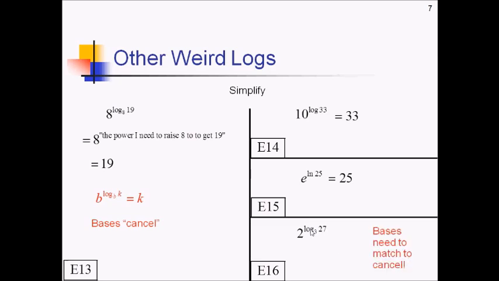So instead, let's actually evaluate this logarithm. What is log base 3 of 27? What do I have to raise 3 to get 27? Oh, well, that's the third power. So this is really 2 to the 3 power, which is 8.